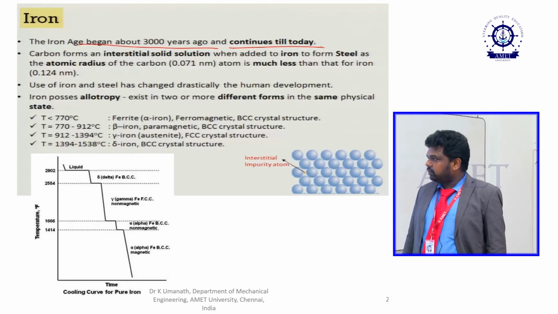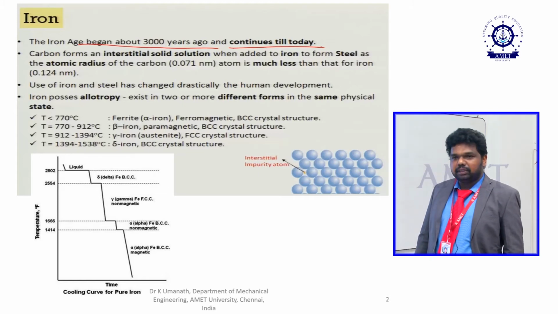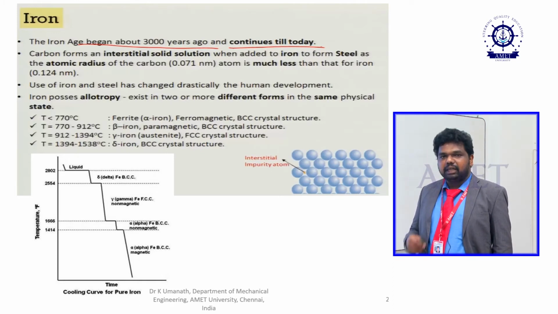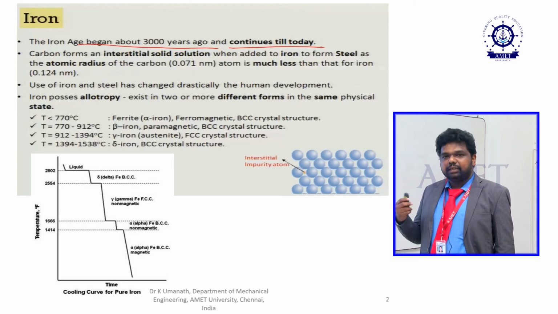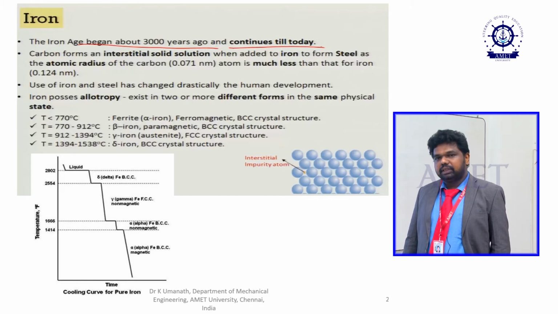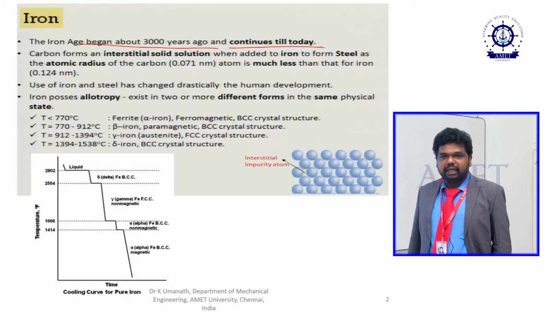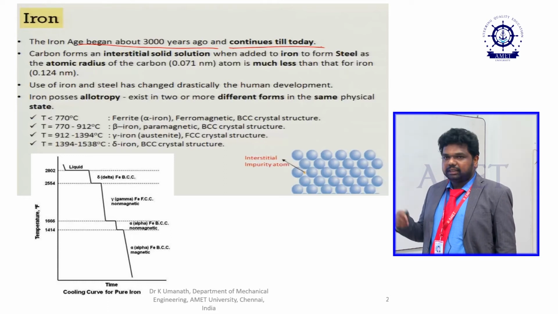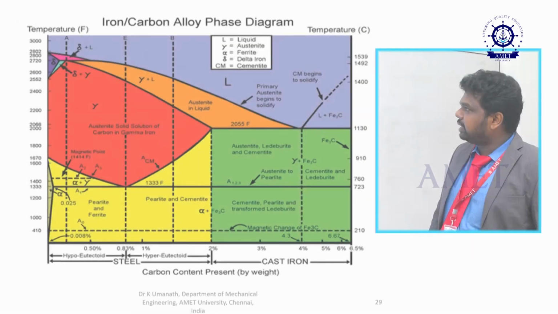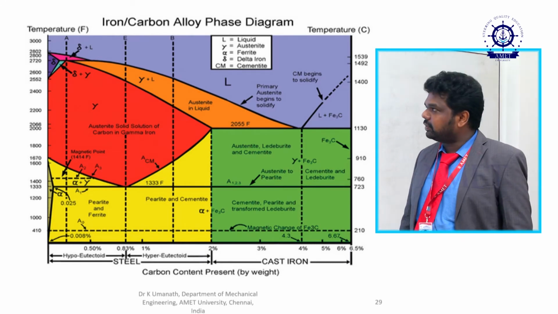So, from 912 degrees centigrade to 1394 degrees centigrade, the metal becomes gamma iron, which is normally called the austenitic structure. The phase structure formation is an FCC crystal structure. Then after 1394, the structure forms as delta iron, with a BCC crystal structure. So the structure changes with different temperatures, giving these different iron formations.